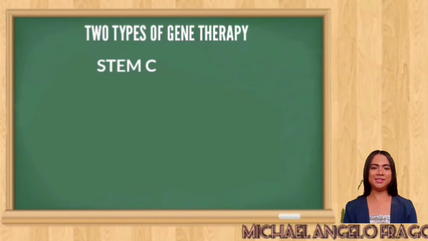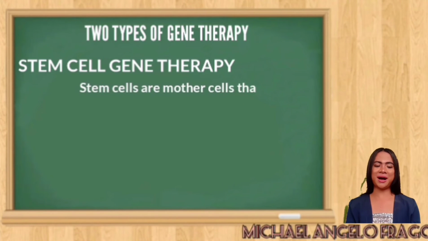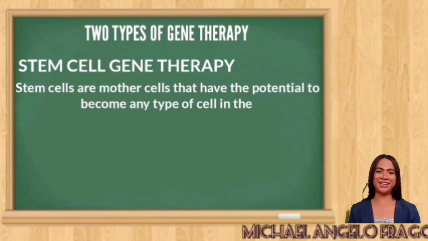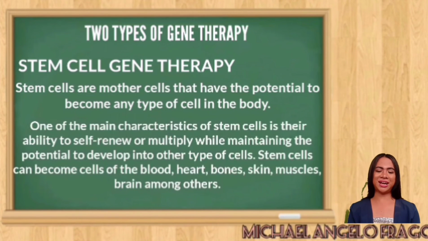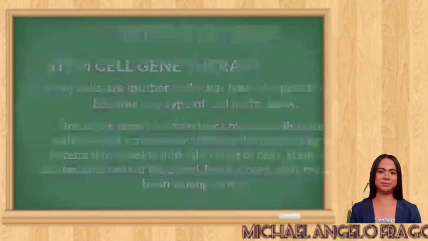Next one is the stem cell gene therapy. Stem cells are the mother cells that have the potential to become any type of cell in the body. One of the main characteristics of stem cells is their ability to self-renew or multiply while maintaining the potential to develop into other types of cells. Stem cells become cells in the blood, heart, bones, skin, muscles, brain, among others.